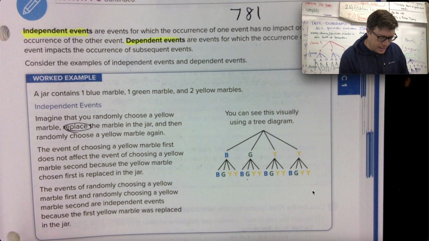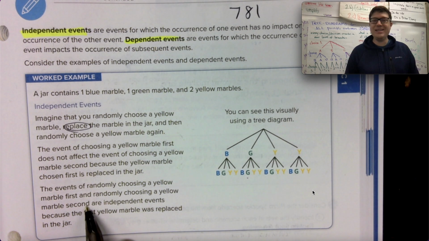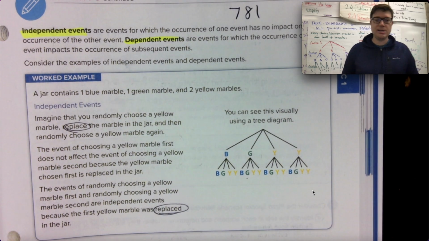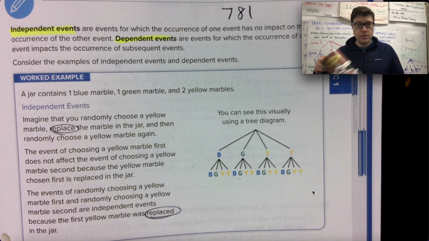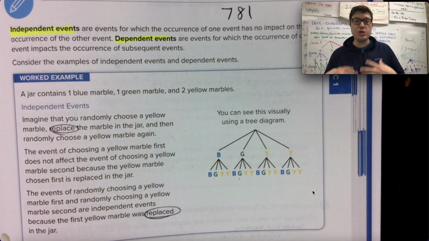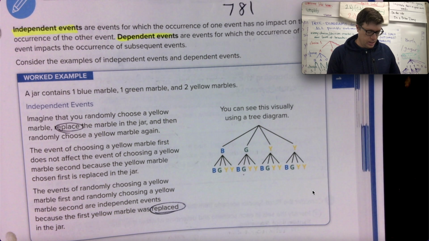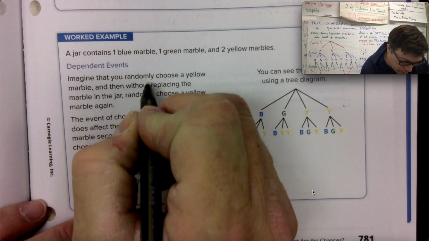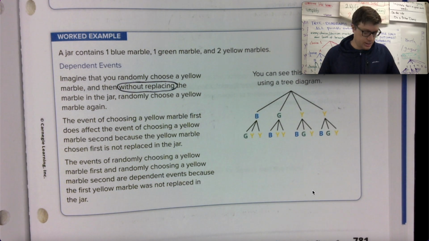The events of randomly choosing a yellow marble first and randomly choosing a yellow marble second are independent events because the yellow marble was replaced in the jar. With replacement, the object goes back in, and then from one scenario to the next we do not change the probabilities, because we're keeping everything from this level to the second level exactly the same. However, again, the key thing is we're looking for the words without replacement or with replacement.